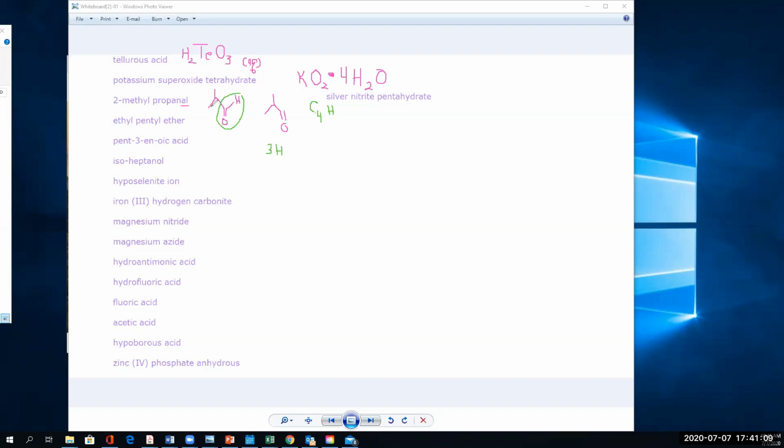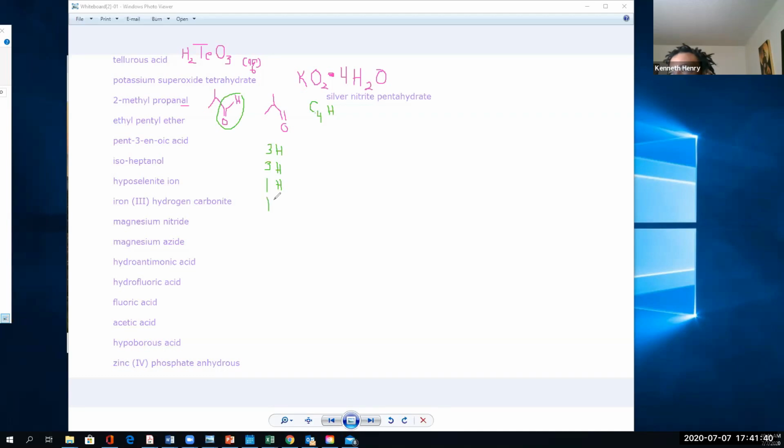And what about this one here? 3. Another 3 hydrogens. Then this one here has 1, 2, 3 attachments. How many more to make it 4? 1. And then this one here has this hydrogen and a double bond, that's 1, 2, 3, so that's already 4. Right? So added together, that's what? 8.